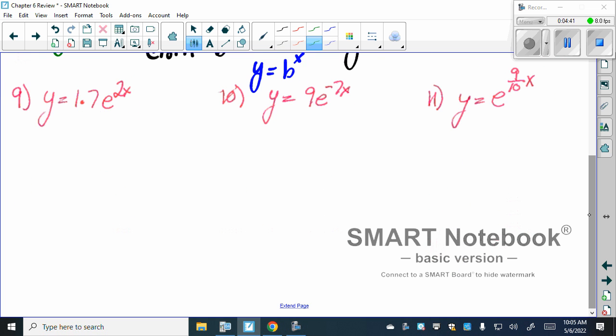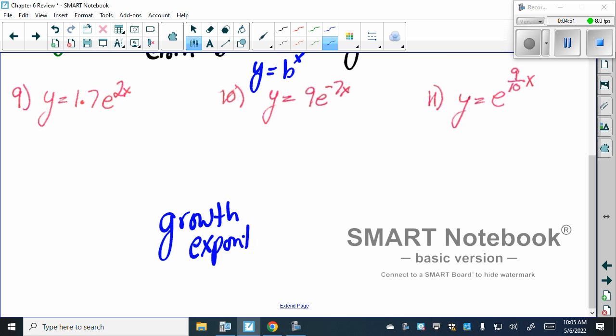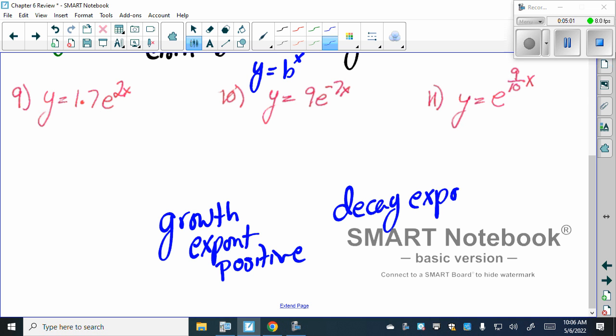Now, 9 through 11 is a little bit different. We considered it growth if the exponent was positive. It's decay if the exponent is negative.